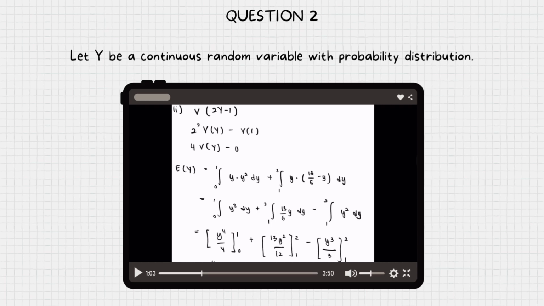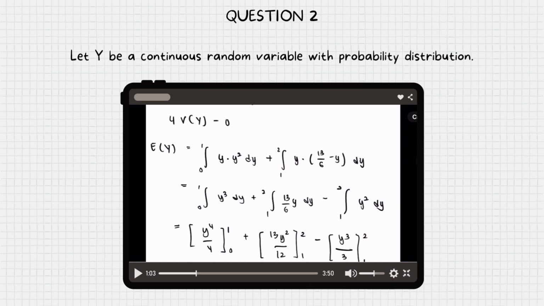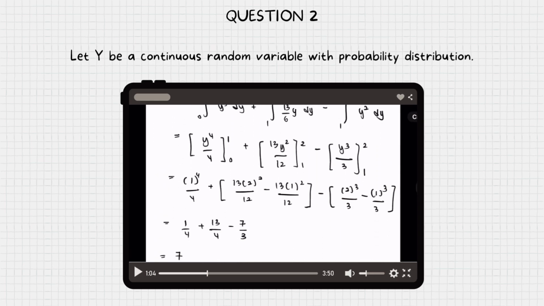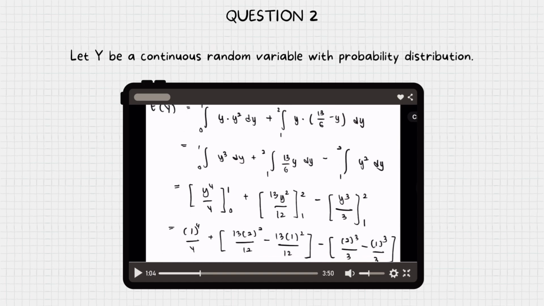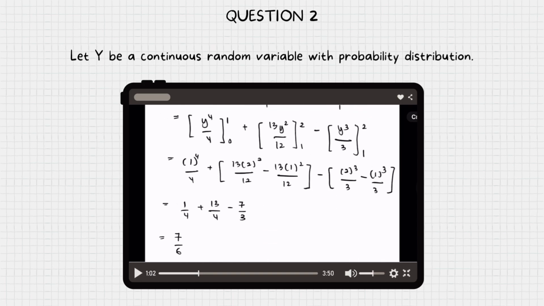First we have to find the mean of this function. This is how I find the mean: when we integrate the function, we have to multiply it by y. So I multiply the first equation by y, and the second equation we also multiply by y. After we integrate, we get the mean of y is 7 over 6.